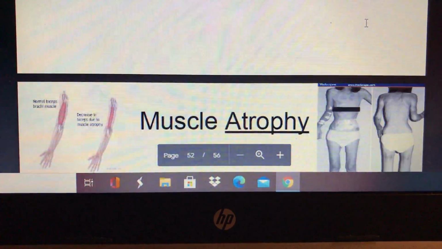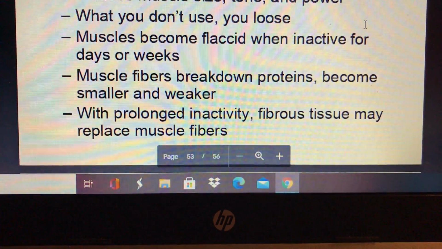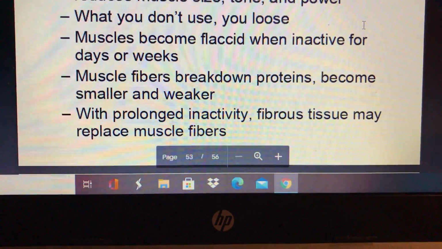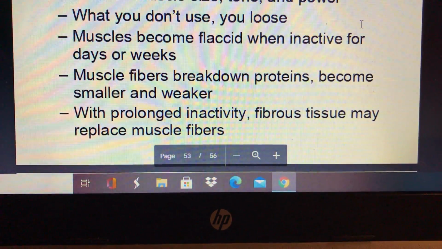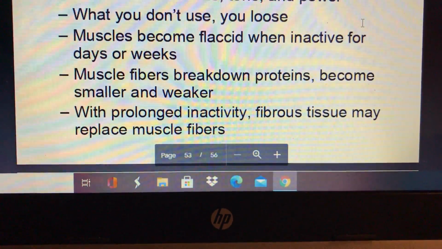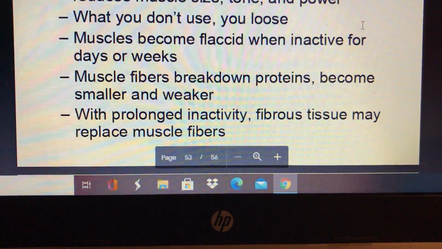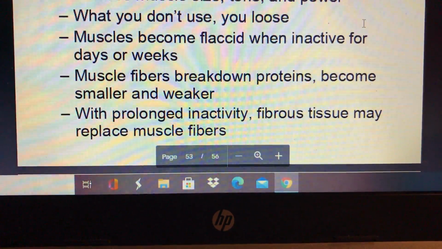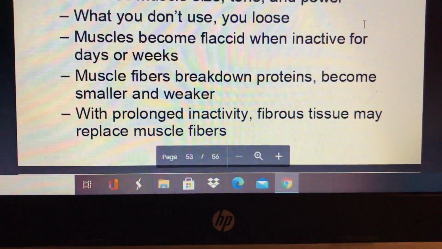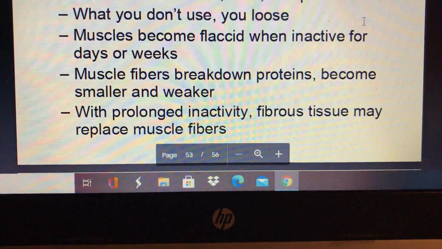So how do the types of muscle fibers relate to muscle performance? Muscle atrophy is a lack of muscle activity, which reduces muscle size, tone, and power. What you don't use, you'll lose. Muscles become flaccid when inactive for days or weeks. Muscle fibers break down proteins, become smaller and weaker. With prolonged inactivity, fibrous tissue may replace muscle fibers.